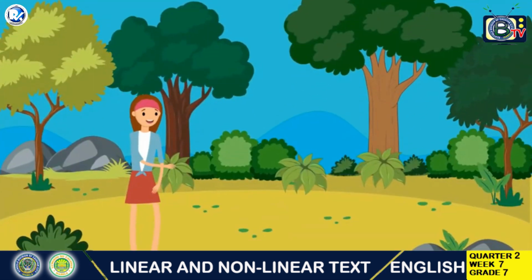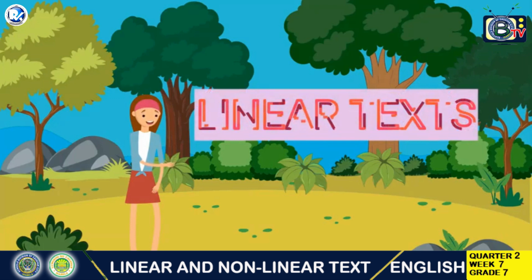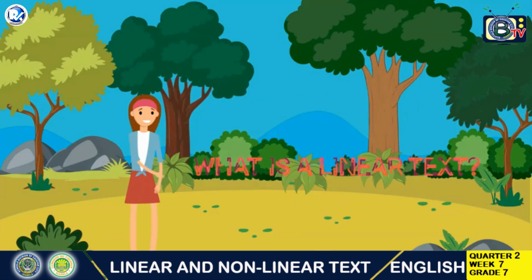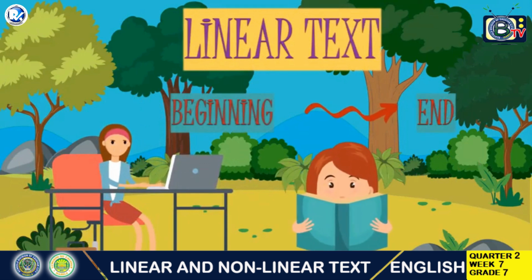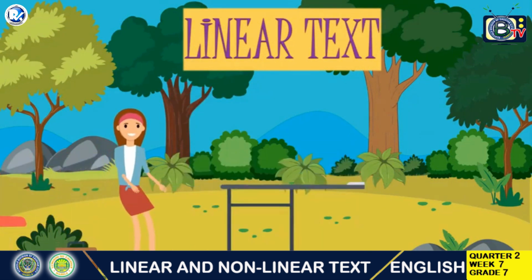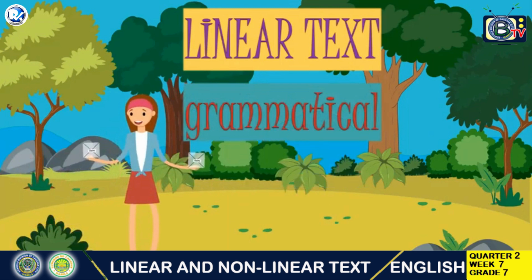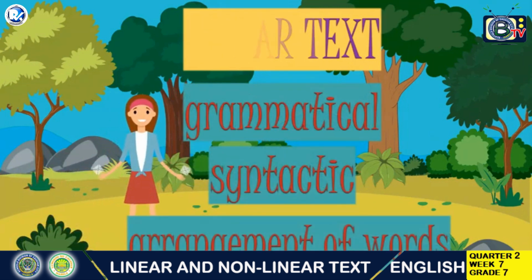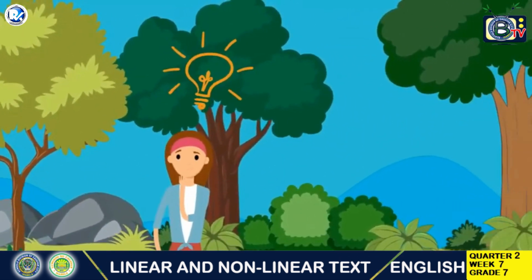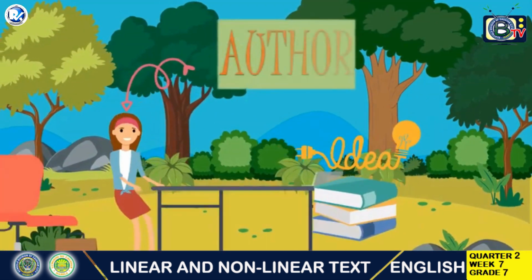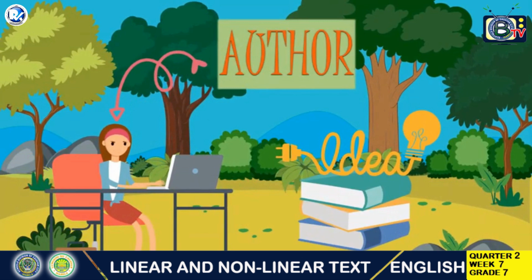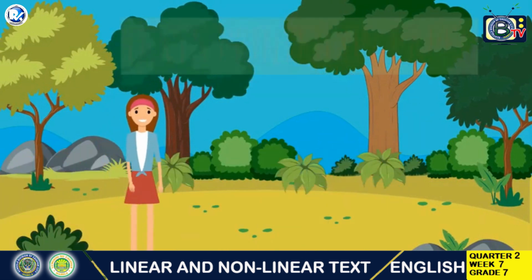Let's now examine each type of text. First, we have linear text. What is a linear text? Linear text refers to traditional text that needs to be read from beginning to the end. The reader makes sense of the text according to grammatical and syntactic arrangement of the words. Moreover, this type of text has an order or sequence. It's typically the author of the text who decides the order of the text or its reading path.